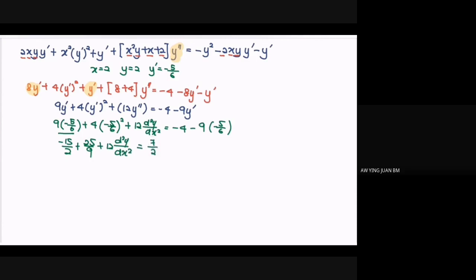Finally, simplify the situation. We will have 12 second derivative equals 7 over 2 plus 15 over 2 minus 25 over 9. So 12 second derivative equals 74 over 9. Finally, the second derivative equals 74 over 9 divided by 12. At the end, we will have 37 over 54.